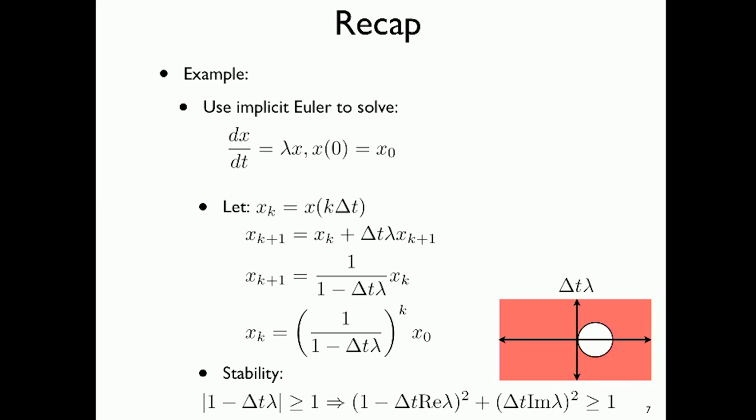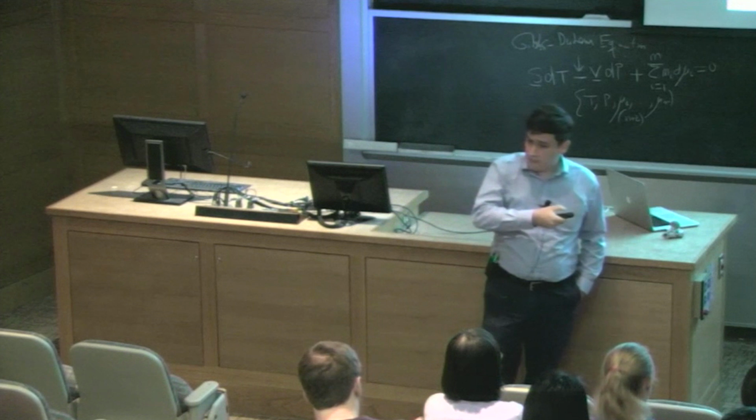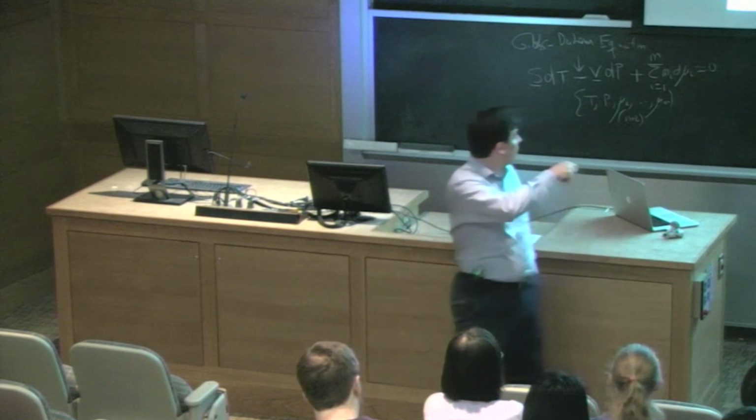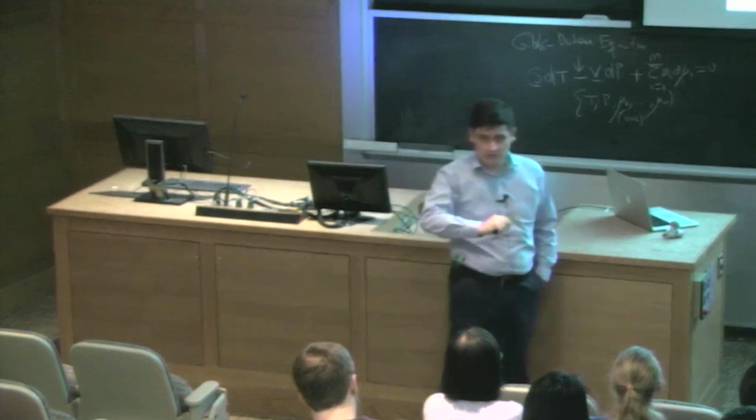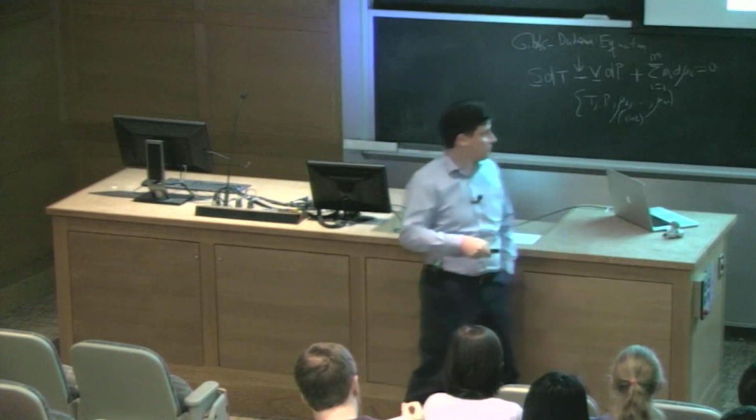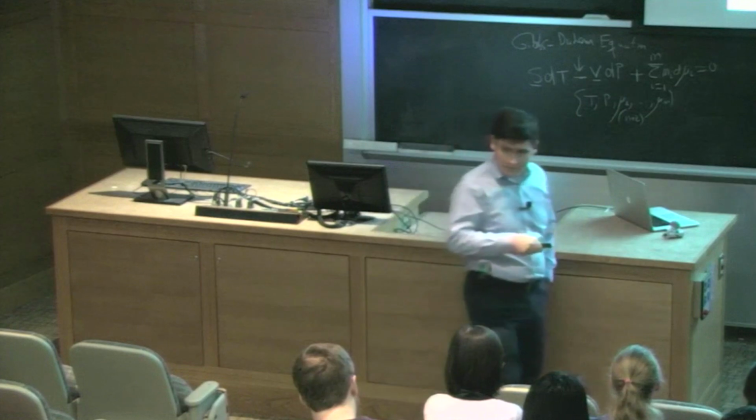And if I plot the real part of delta t times lambda versus the imaginary part of delta t times lambda, this inequality is represented by this pink zone on the outside of the circle. So any values of delta t times lambda that live in this pink area will give stable integration. Okay? The solution, x_k, will decay to 0 as k goes to infinity. Okay. Does that make sense?